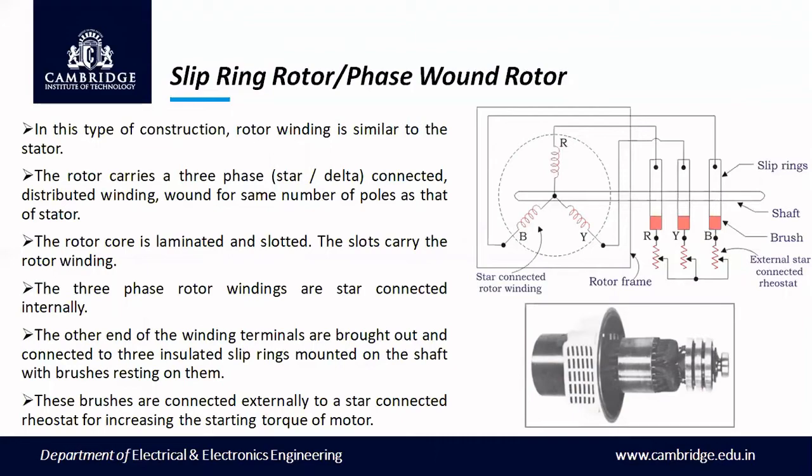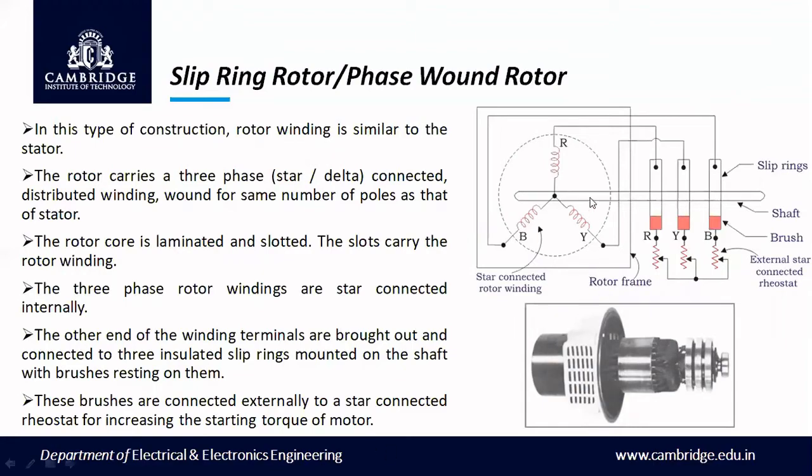The rotor carries a three-phase, either star or delta connected distributed winding, wound for the same number of poles as that of the stator. If the stator has 4 poles, for that same number of 4 poles the winding will be wound in the rotor also. That is a star or delta connected distributed winding which will be placed. The rotor core is laminated and slotted. The slots carry the rotor winding. The three phase rotor windings are star connected internally.